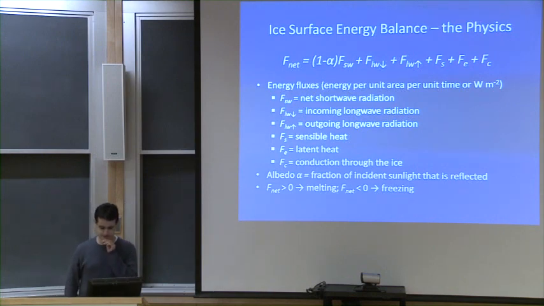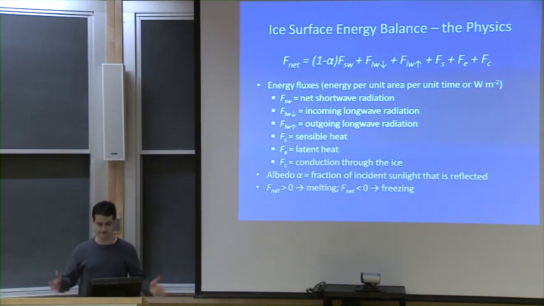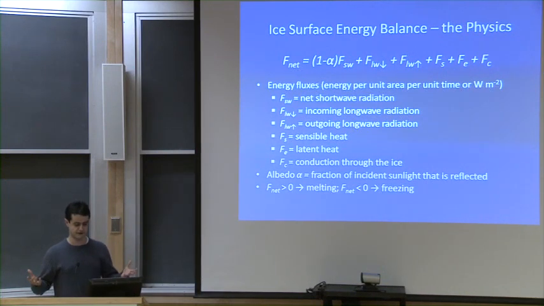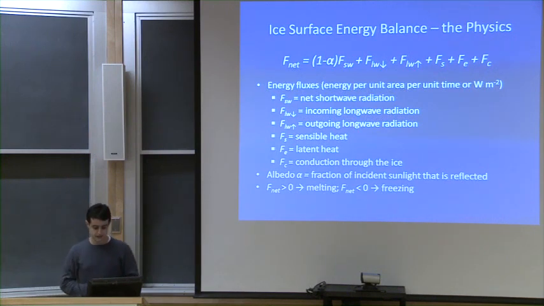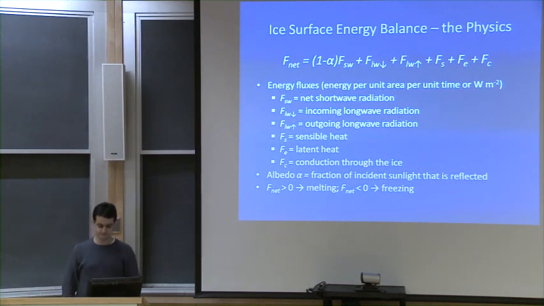So basically all these terms are energy fluxes, or energy per unit area per unit time, that either come into the ice surface or go out of it. So they're positive if coming in and negative if going out. If we look at the first term on the right-hand side, that's the net shortwave radiation, or the solar radiation that comes in.